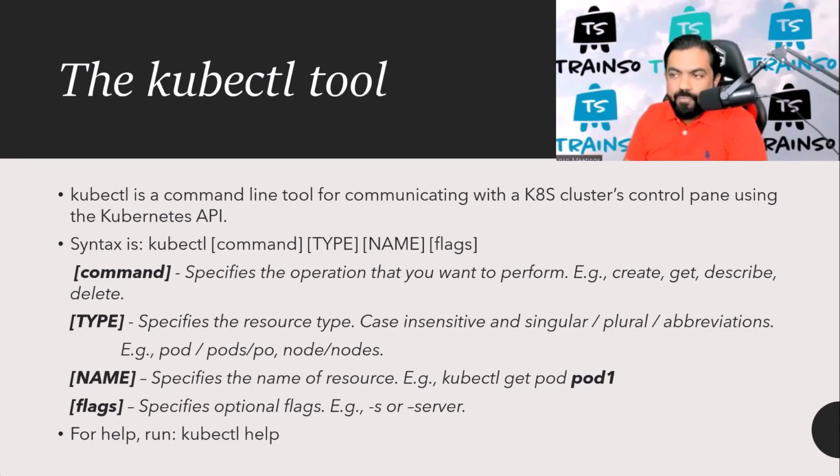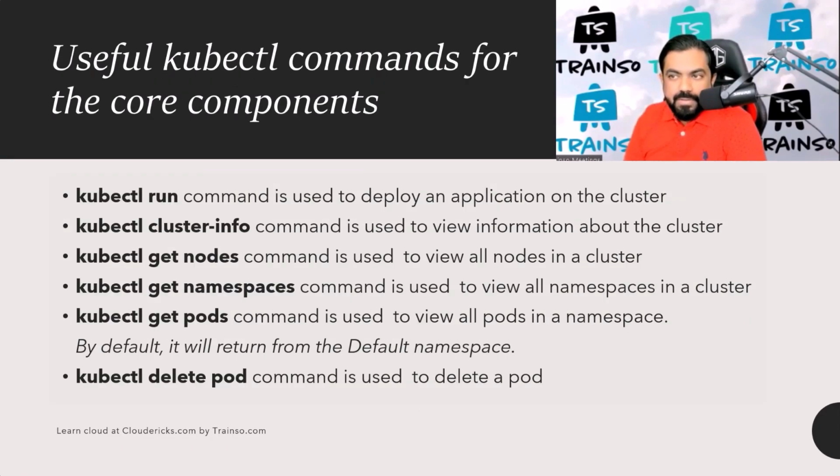The more and more you work with Kubernetes from a command line, and that is how most people work with Kubernetes, these things will become more and more familiar. And then the name specifies the name of the resource. Example, kubectl get pod 1. Flags specify optional flags. Example, -s or --server. And for help, just run kubectl help.